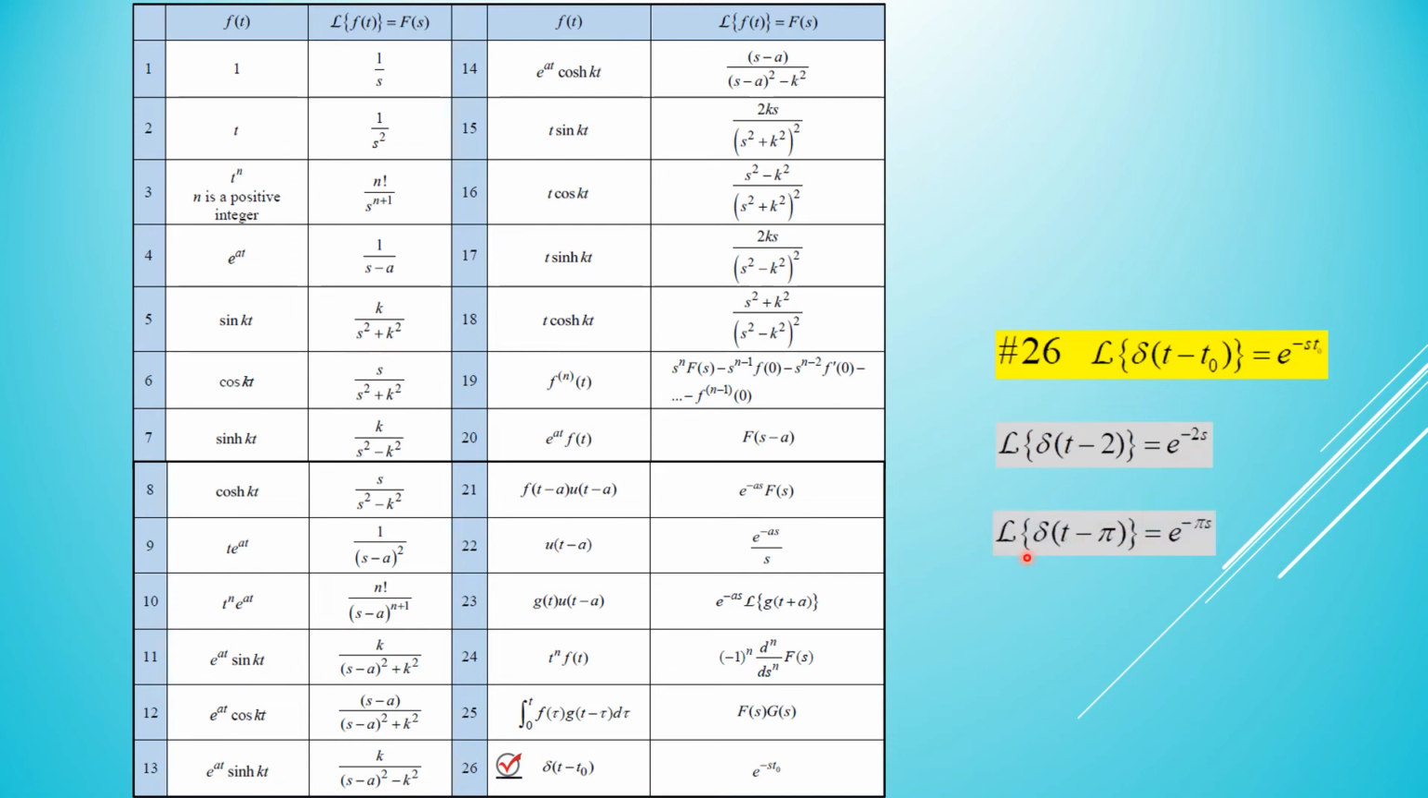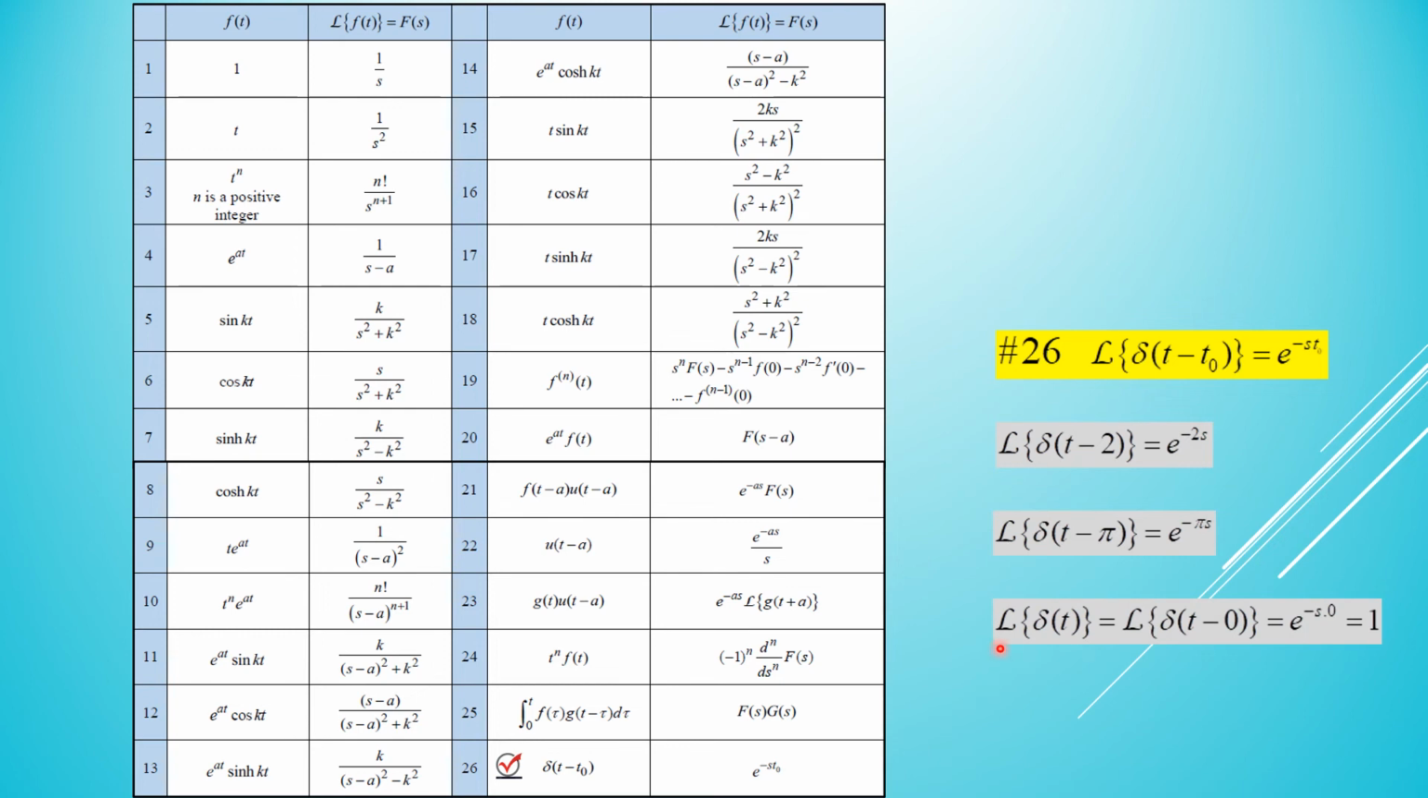What is the Laplace transform of delta t minus pi? So here we are talking about a forcing function, a very large force that acts about the point t equals pi. So to get the Laplace transform of delta t minus pi, we use formula number 26 again, but this time t0 is equal to pi. So the answer is e to the power of negative pi s.